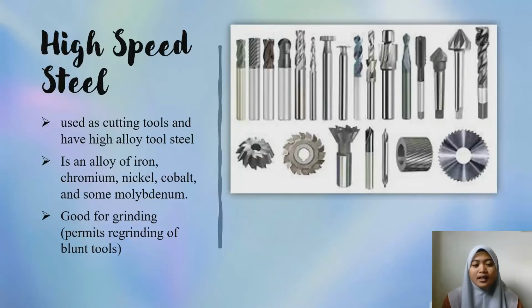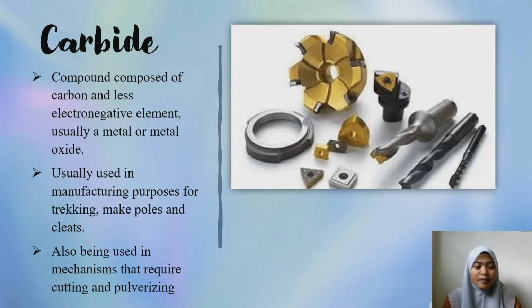High-speed steel is used as cutting tools and is a high alloy steel. It is an alloy of iron, chromium, nickel, cobalt, and some molybdenum. Good for grinding and permits regrinding of blunt tools. Next is carbide. Carbide is a compound composed of carbon and a less electronegative element. It is usually a metal or metal oxide. Usually used in manufacturing for tracking, making bolts and cleats. Also used in mechanisms that require cutting and pulverizing.